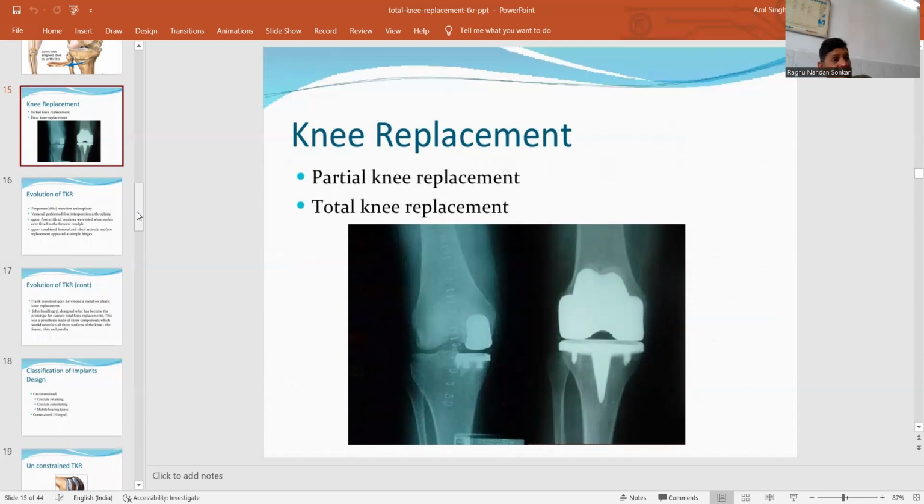But when tricompartmental osteoarthritis is there, and the medial, lateral, and posterior compartments are involved, the only option is total knee replacement. So in the early stage, when only the medial compartment is involved, we can do partial knee replacement. When tricompartmental osteoarthritis is there, we have to do total knee replacement.